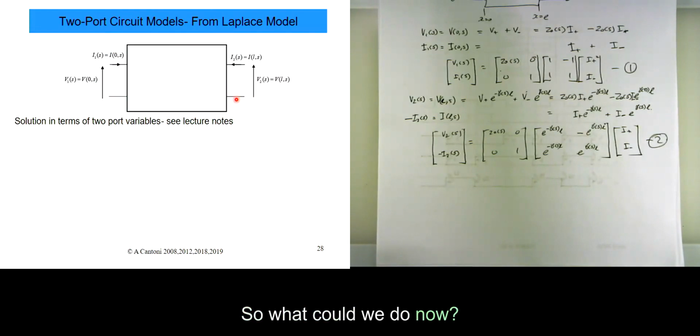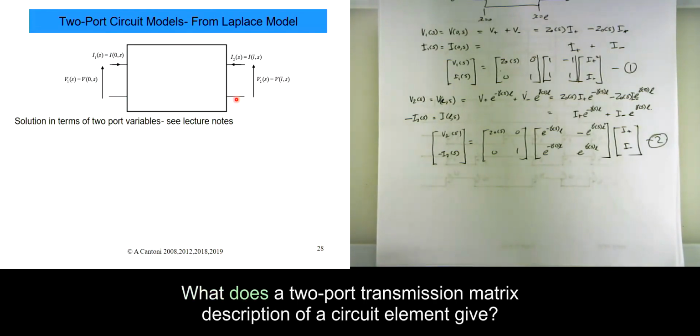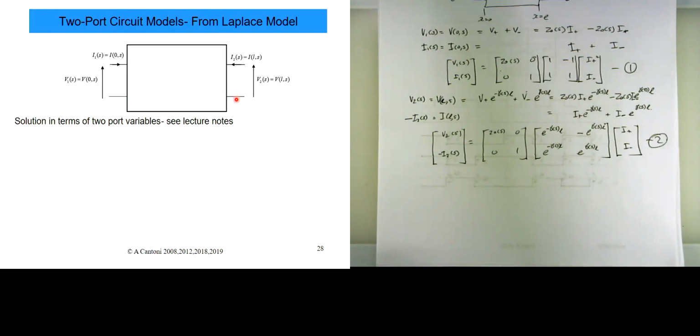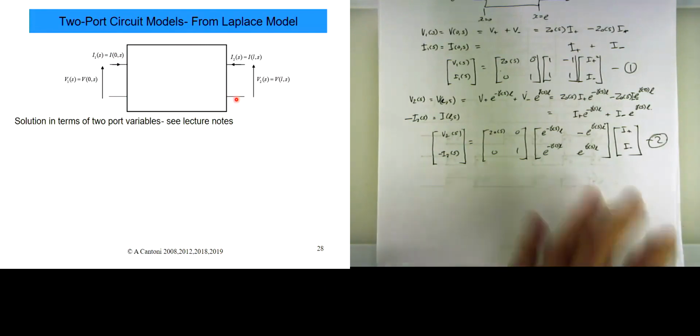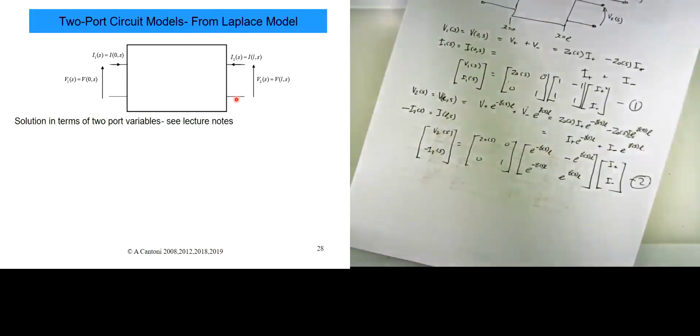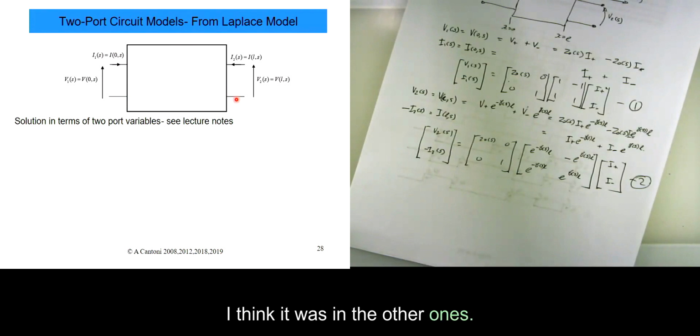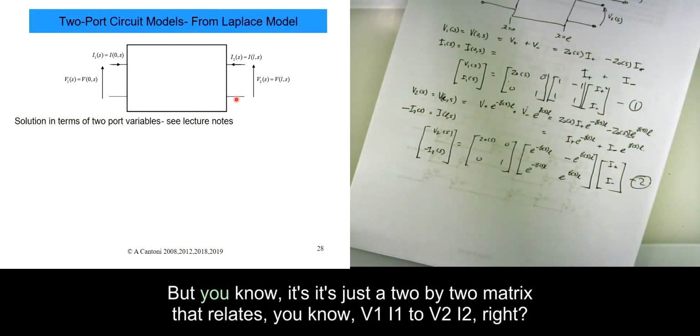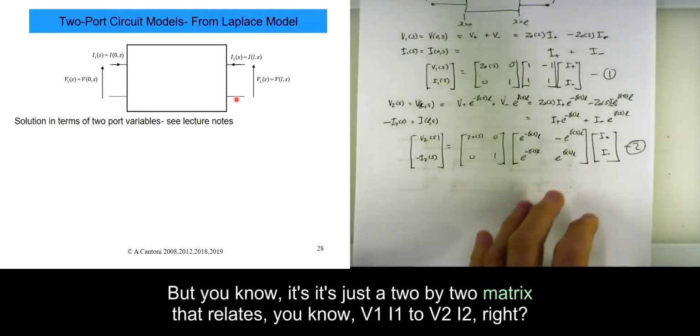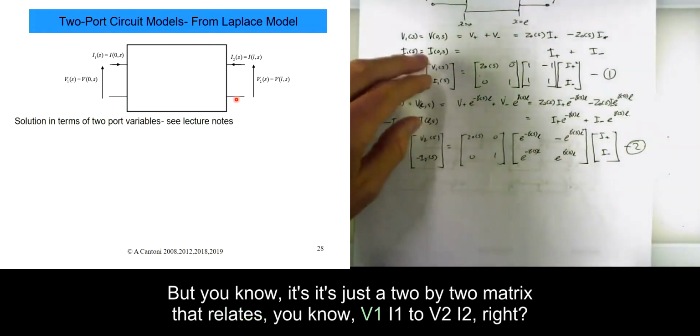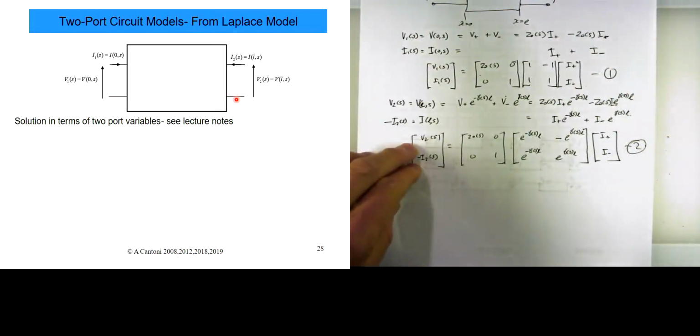So what could we do now? What does a two-port, transmission matrix description of a circuit element give? It's just a 2x2 matrix that relates V1, I1 to V2, I2, right? That's what it is.